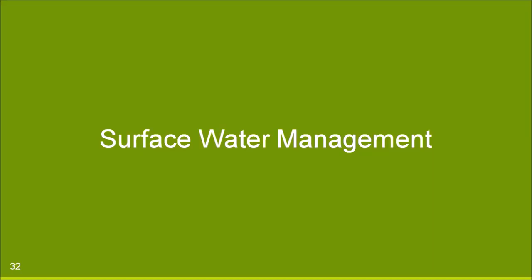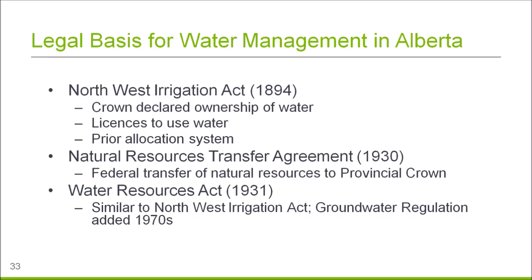Okay, so let's move into some of the water management issues here. I want to give you some information about the legal basis for water management in Alberta. It started with the Northwest Irrigation Act in 1894, and around that time the federal crown, the Dominion of Canada, declared the ownership of water, and started providing licenses for water use and a prior allocation system, which is sort of first come, first served.